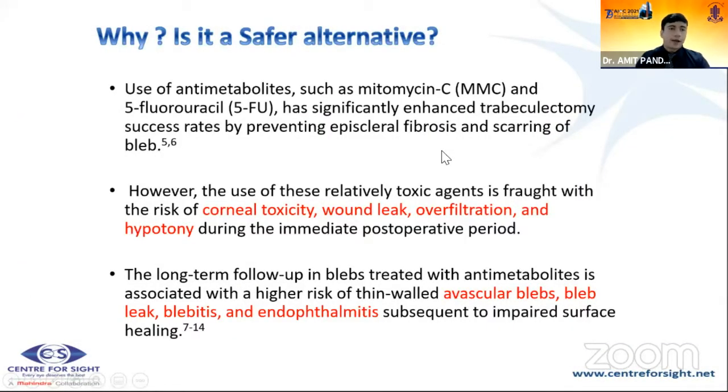Coming on to the question of why it is a safer option than mitomycin C. As we know, antimetabolites, mitomycin C and 5-fluorouracil, have enhanced our trabeculectomy success rates by preventing the episcleral fibrosis and scarring of the bleb. But these are relatively toxic agents, and they are associated with corneal toxicity, wound leak, overfiltration, and hypotony in the immediate postoperative period. And in the long term, they are associated with avascular blebs, bleb leaks, blebitis, and endophthalmitis.